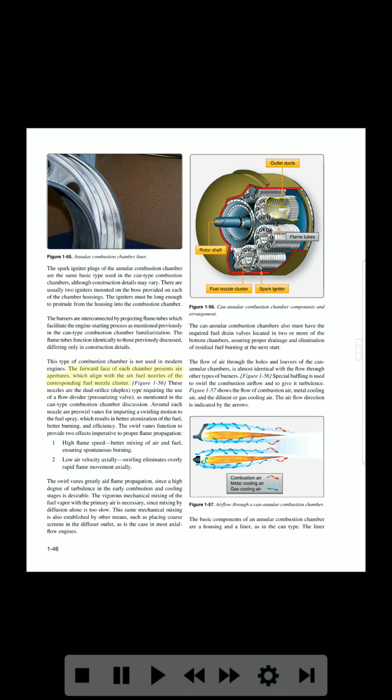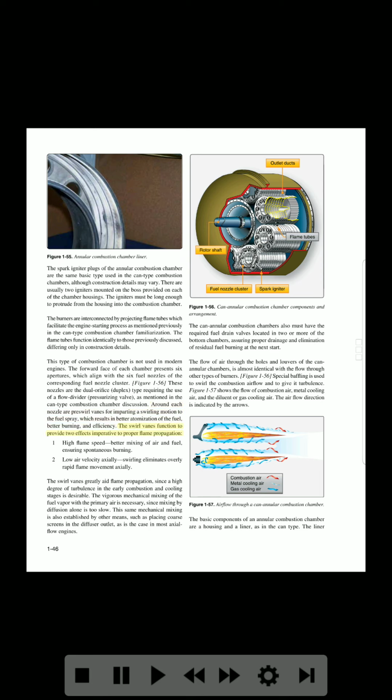The forward face of each chamber presents 6 apertures, which align with the 6 fuel nozzles of the corresponding fuel nozzle cluster. Figure 1-56. These nozzles are the dual orifice, duplex, type requiring the use of a flow divider. As mentioned in the can-type combustion chamber discussion, around each nozzle are swirl vanes for imparting a swirling motion to the fuel spray, which results in better atomization of the fuel, better burning, and efficiency.